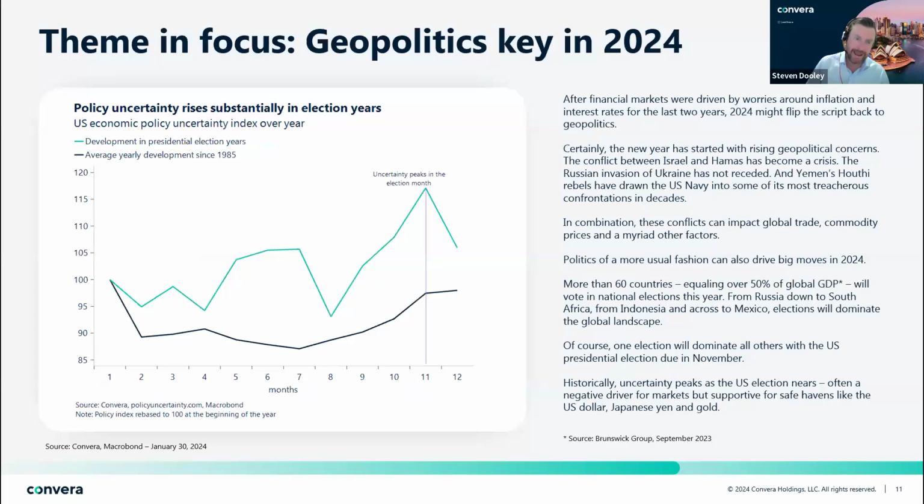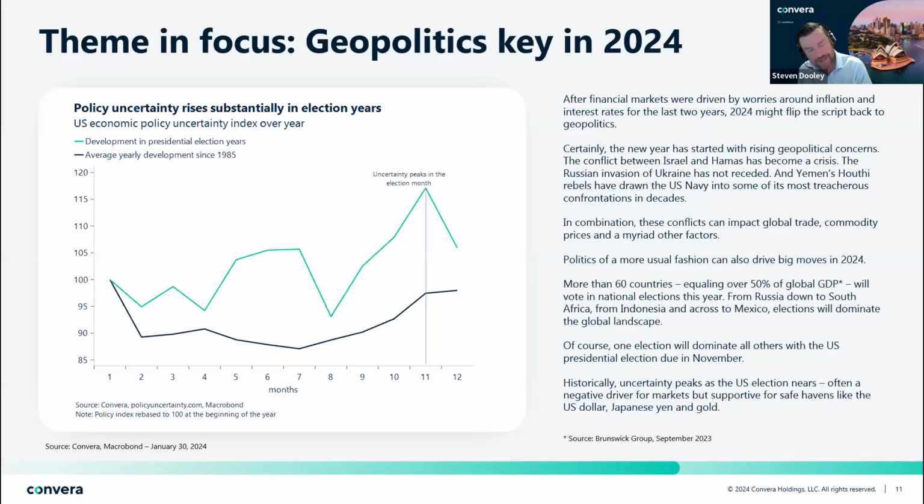Now, I was mentioning central banks and I was mentioning rate cuts and I was mentioning China. That's probably the first half of the year story. The elephant in the room, of course, is in the second half of the year that geopolitics could come to the forefront. I mean, some would argue it already is. We've got ongoing, the war in Ukraine, the Russian invasion of Ukraine remains in place. The conflict in Israel and Hamas has become a clear crisis. The Houthi rebels have drawn the US Navy into some of its most treacherous confrontations in decades. So geopolitics is already a concern.